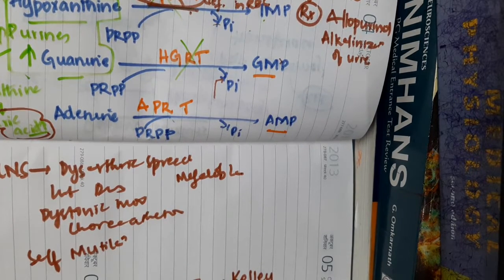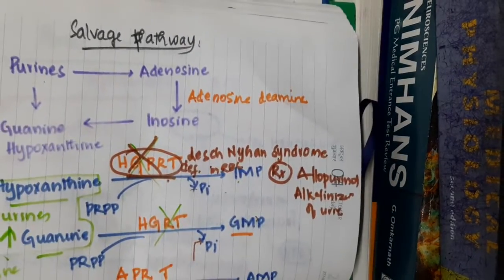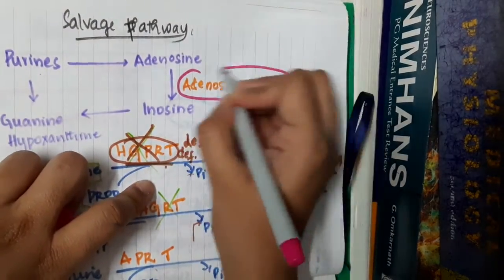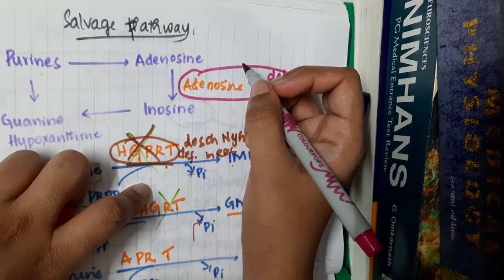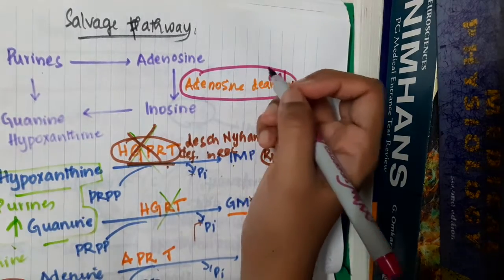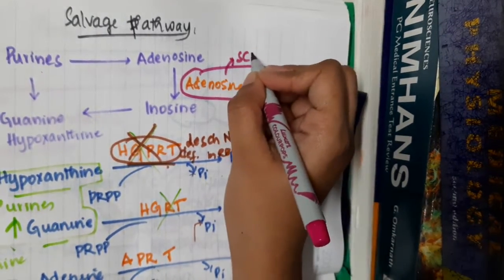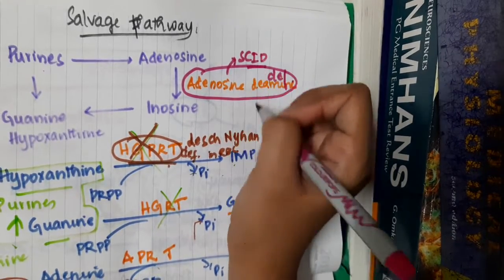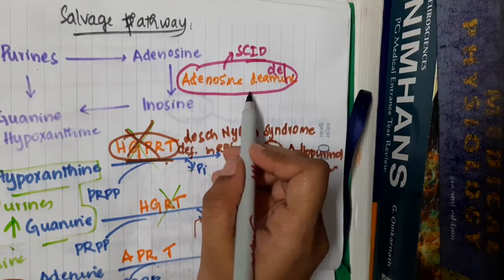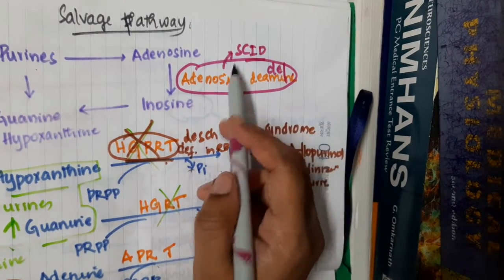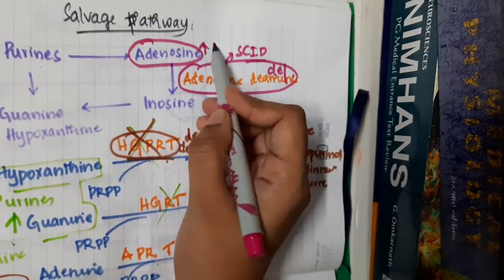Then we have the second disorder. If there is deficiency of the enzyme adenosine deaminase, this results in ADA deficiency. That is, severe combined immunodeficiency occurs because of the deficiency of the enzyme adenosine deaminase. Because this enzyme is deficient, this adenosine molecule will accumulate.